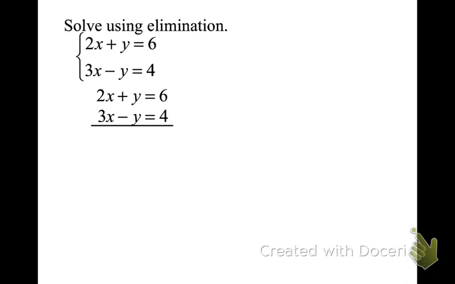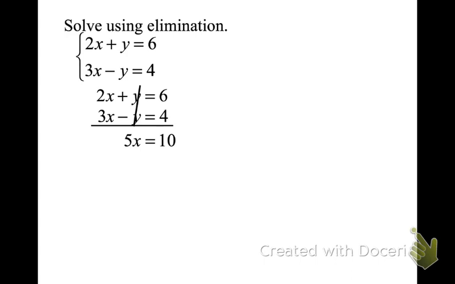2x plus 3x makes how many x's? 5x. Positive y minus y, what does that make? 0y, right? 6 plus 4 is 10. So what happened here is I lined it up with its additive inverse. Everybody say additive inverse. Because we want to eliminate a variable, we call it elimination method. We call it addition method because we're adding positive y and negative y. And now we can solve.